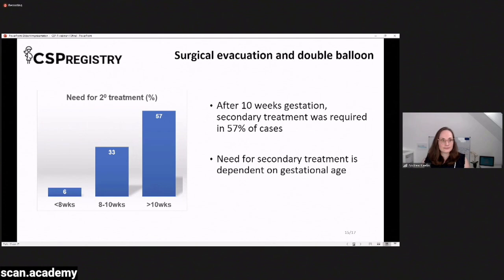So really, this is also a plea. We need your help. We want to develop a large registry study to develop prediction models for the outcome of various expectant and therapeutic management options so that we can counsel patients better in the future.